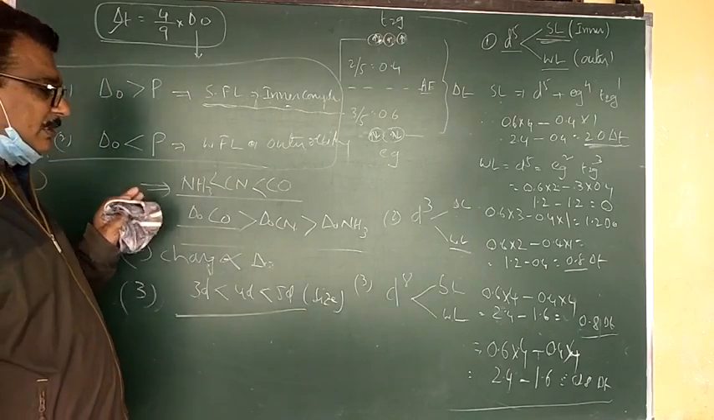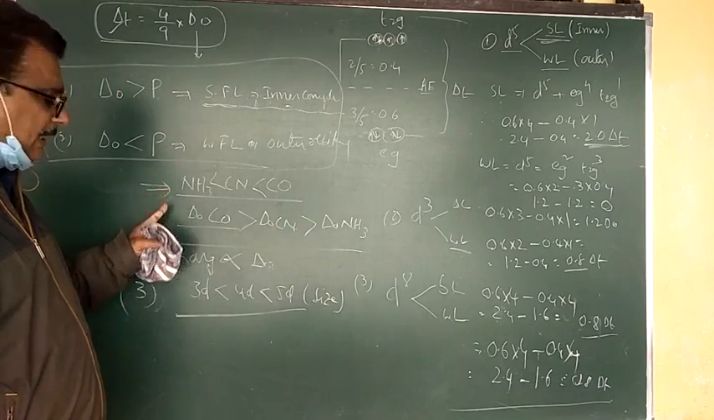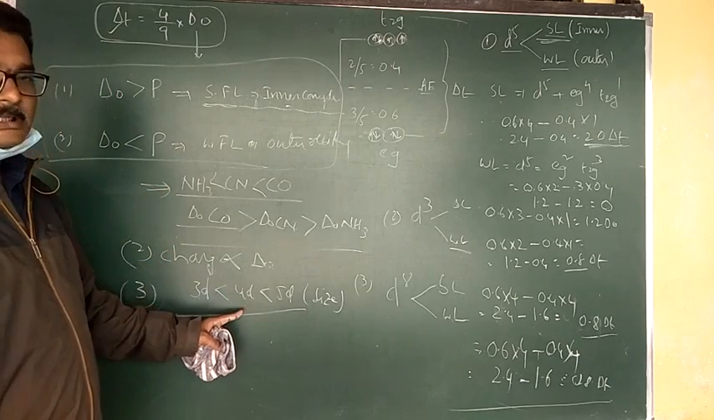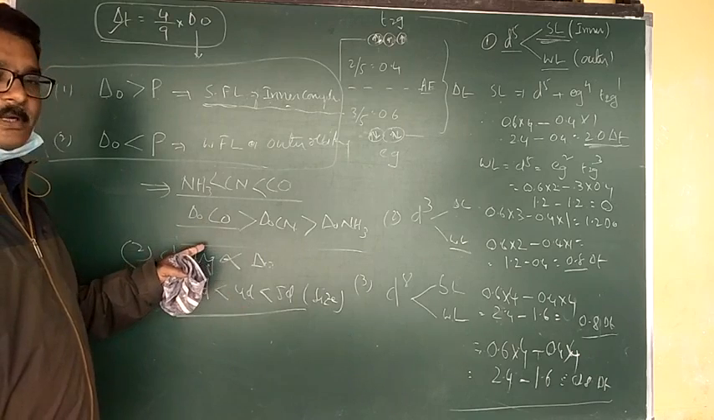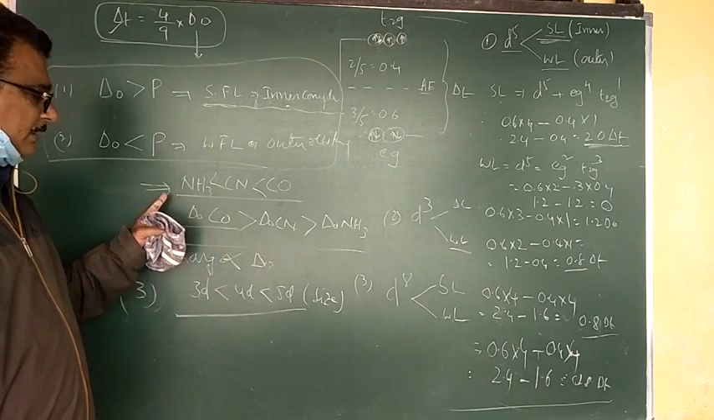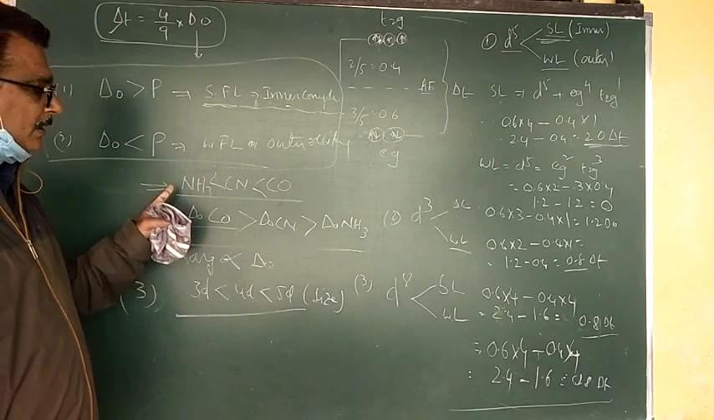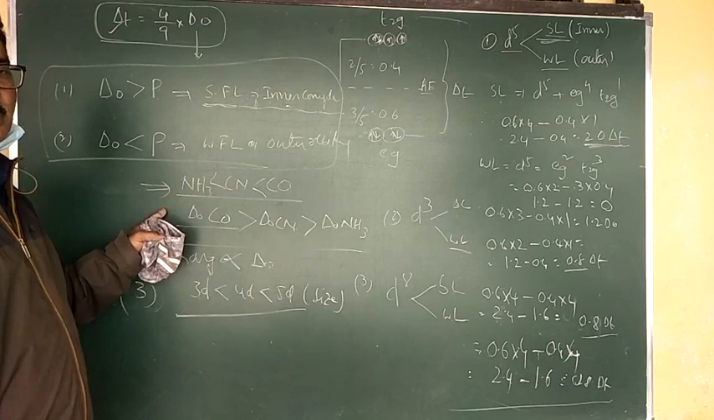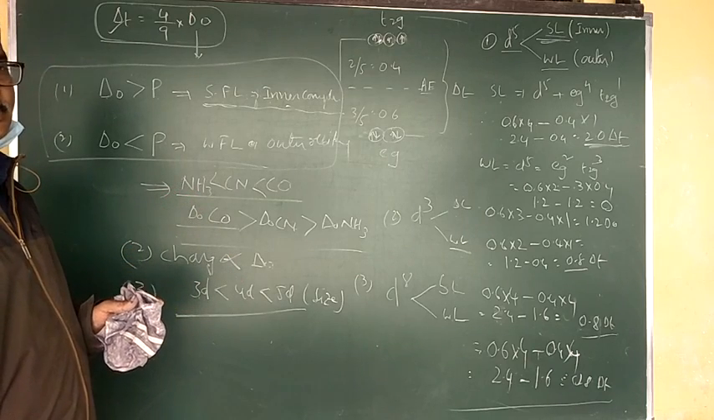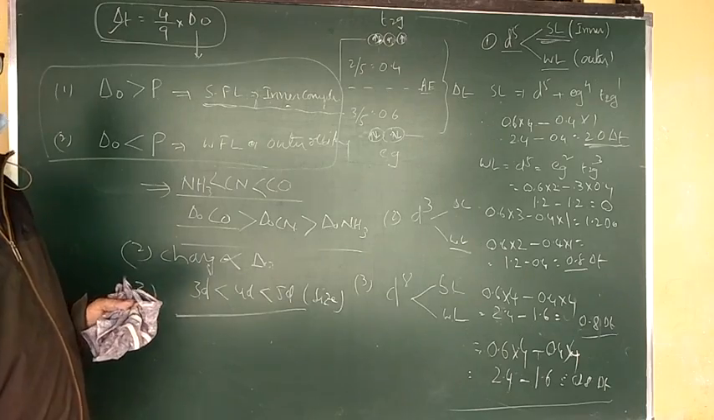These are the factors which influence the crystal field splitting energy. Number 1, nature of ligand. Second is charge and third is size. As size increases, the crystal field splitting energy also increases. As charge increases, the crystal field splitting energy also increases. And the stronger the ligand, the stronger the delta 0 value. These are the applications of the crystal field splitting energy.